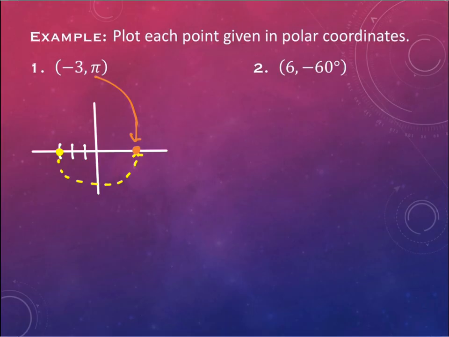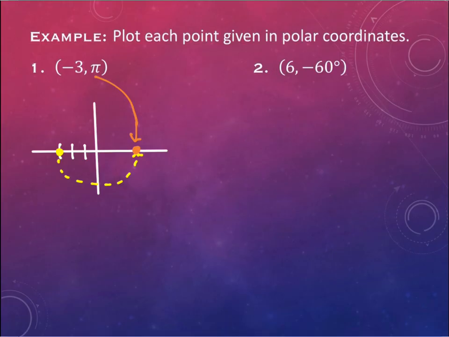You might be looking at that and saying, well, that's a really weird way to describe that point. And you would be right. There are other ways we could describe that point, and we will do so in a moment. But if it was given this point, (-3, pi), this is the location for that ordered pair. Okay, let's try another one.